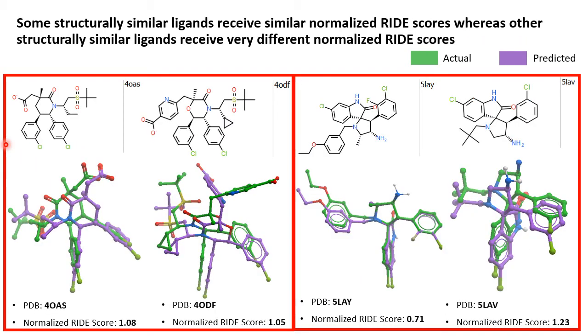Here are 4 more known ligands of MDM2 that were not shown earlier. I've paired them up in terms of structural similarity seen from the 2D structures. And it is obvious that the first pair have very similar normalized RIDE scores, whereas the second pair received very different normalized RIDE scores.